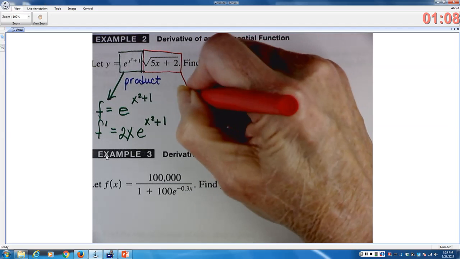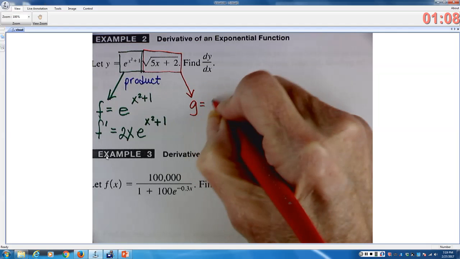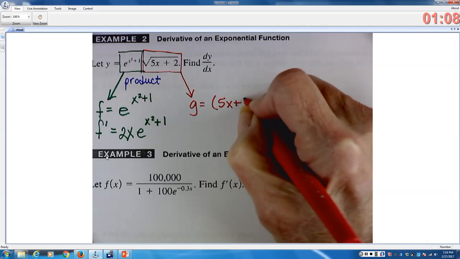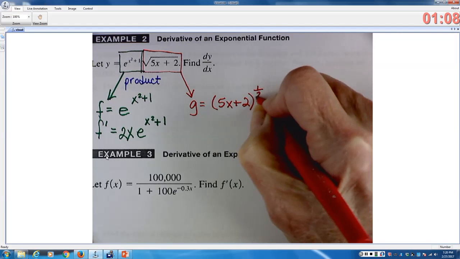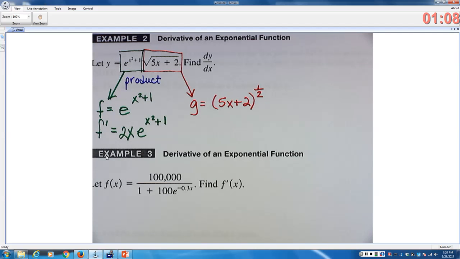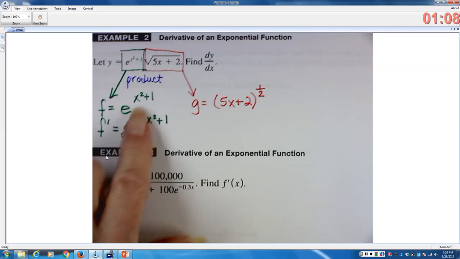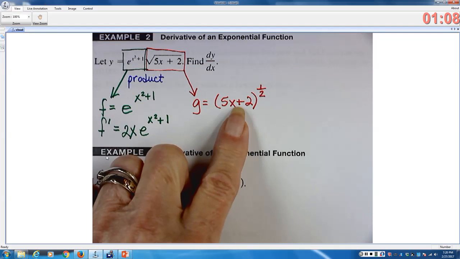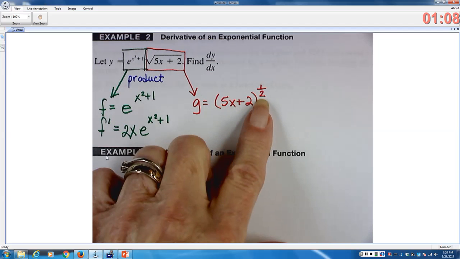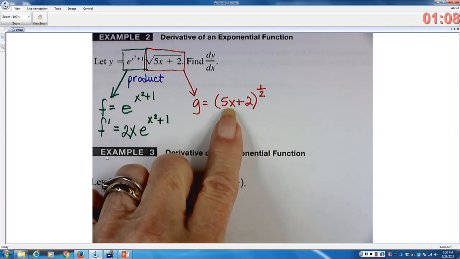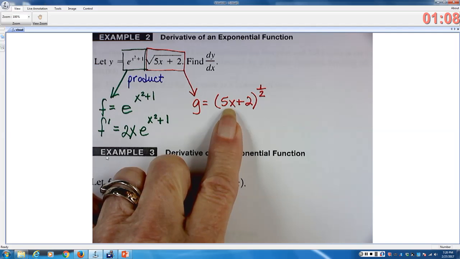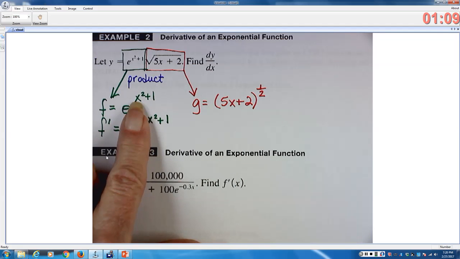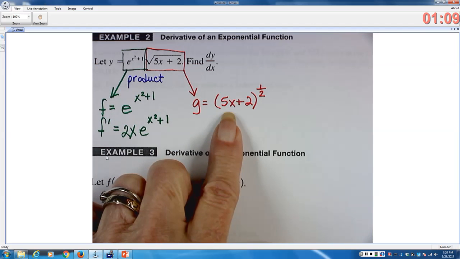And then g, the second factor, we're going to write as (5x + 2) to the 1/2 power. And the thing I want to caution you about here is, how do you know when something's exponential and how do you know when it's power? It's exponential if the variable is the power. It's power rule if the power is not a variable. The variable is down in the base. Okay? This power is in the base. This power is in the exponent. So that's why this is exponential and this is a power rule.